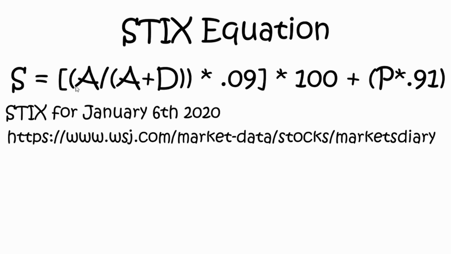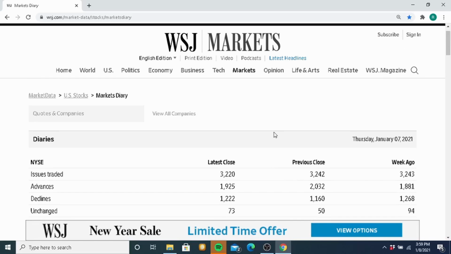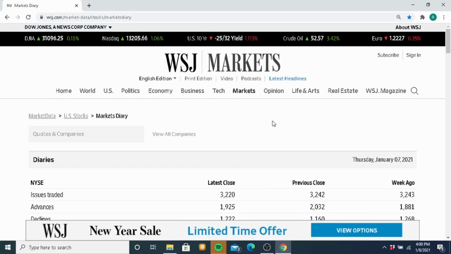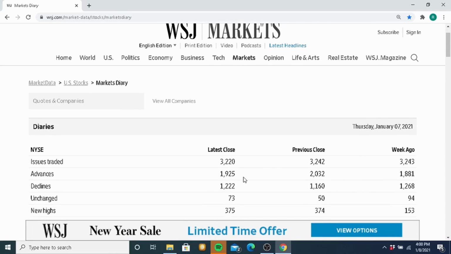The next value we're going to look to get is advances divided by advances plus declines. For example, we're going to look at January the 6th. To get this data, we're going to go on the Wall Street Market Diary webpage. The link will take you to this page here, the Wall Street Market Diary. Every trading day, Wall Street will list the number of advancing stocks and declining stocks for the corresponding trading day, as well as the previous trading day.